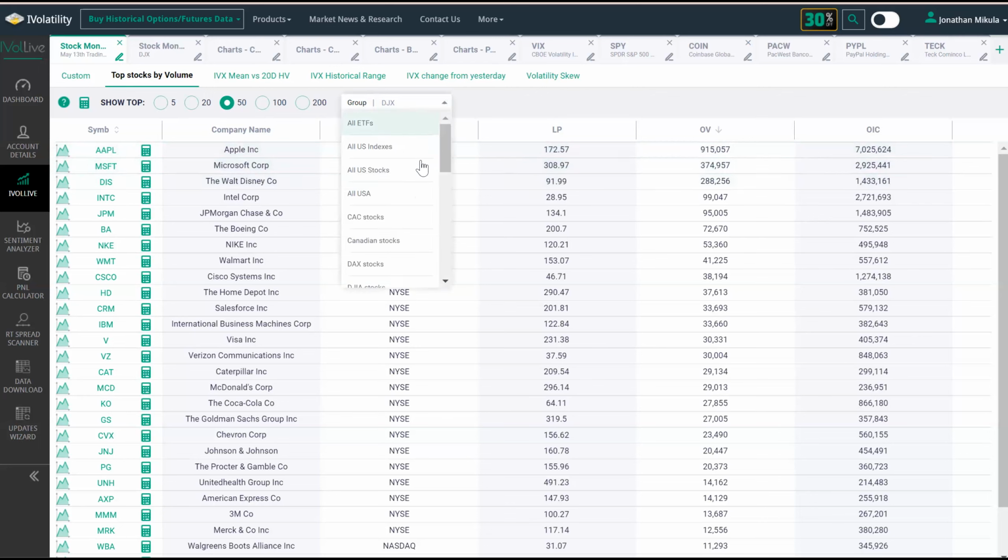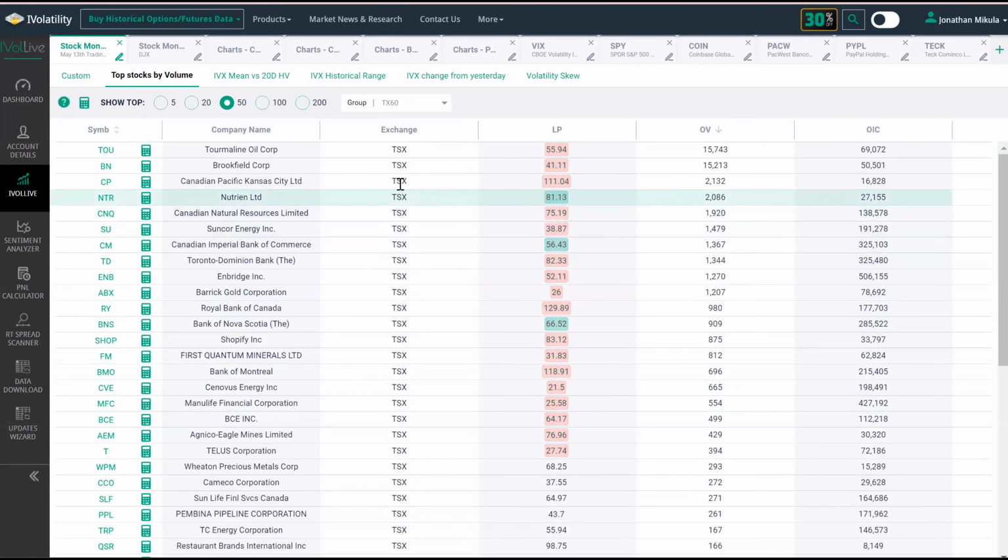This is really cool because you could see where the action is. You could do that for any of our available groupings: all ETFs, all US indices, all US stocks, Canadian stocks, German stocks, European stocks, tech stocks, Indian stocks, Russell 2000, and then Toronto TX60. So let's say you're trading the Canadian exchange. You could run that here and you'll see the top was Tourmaline, if I'm saying that correctly, then Brookfield, Canadian Pacific. It just depends on what group, but you could see where the action is. A lot of traders like to see where is the most action in a given day, and this is how you would do that.